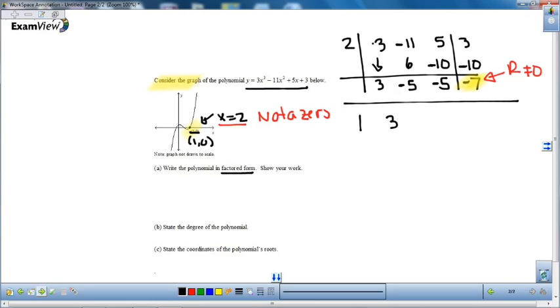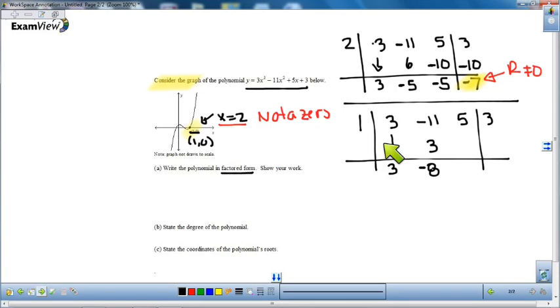So we're going to do the same thing, but this time we're going to use 1 as my number. So we're going to bring down the 3. We're going to multiply 1 times 3. Negative 11 plus 3 is negative 8. 1 times negative 8 is negative 8. 5 minus 8 is negative 3. And 1 minus 3 is negative 3. And then my remainder is 0. And that's what we want. In order for it to be a zero, the remainder has to be 0.